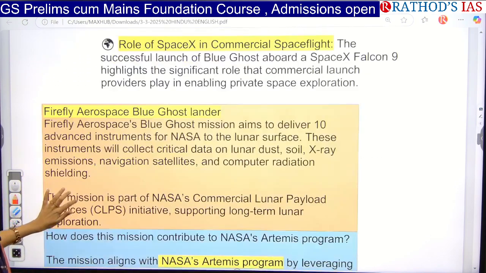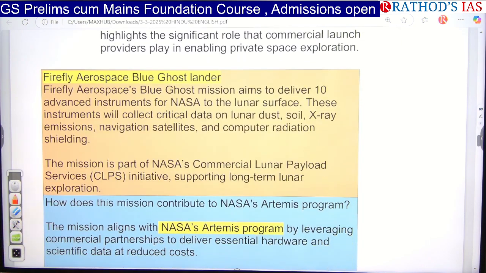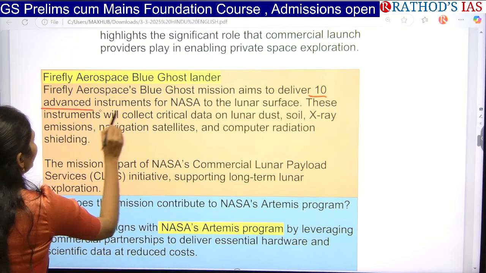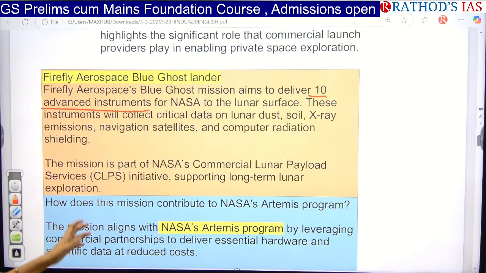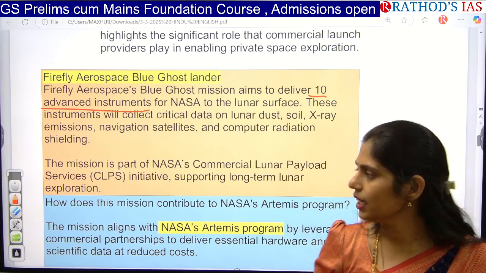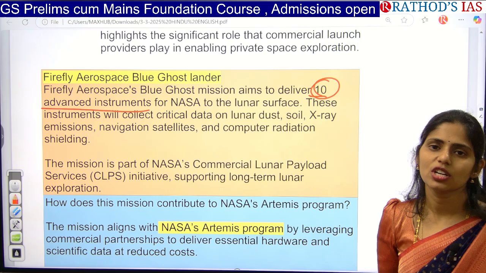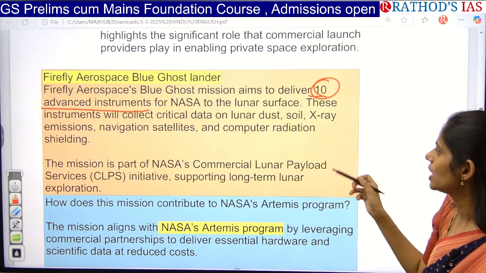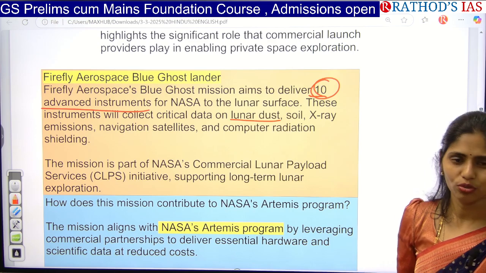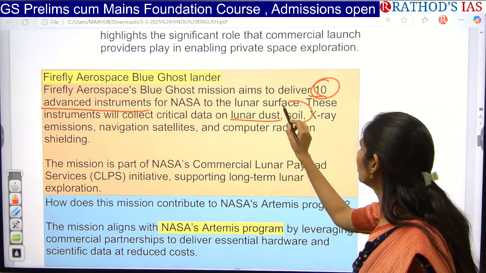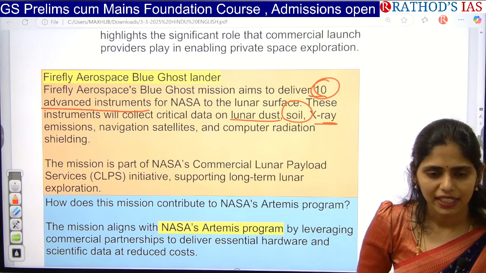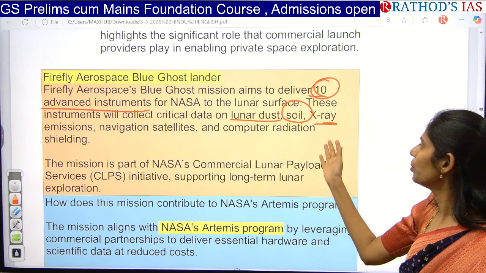And if you see some facts regarding this Firefly Aerospace Blue Ghost lander, okay, the mission has an important aim to deliver 10 advanced instruments for NASA on the lunar surface. So as I said, it is a collaboration between NASA and a private company. They want to deliver 10 advanced instruments of NASA onto the lunar surface. And these instruments will collect dust on the moon, whatever dust is there. They are going to collect the soil, and they will also take some extra missions, and even take details of navigation satellites and computer radiation shielding.